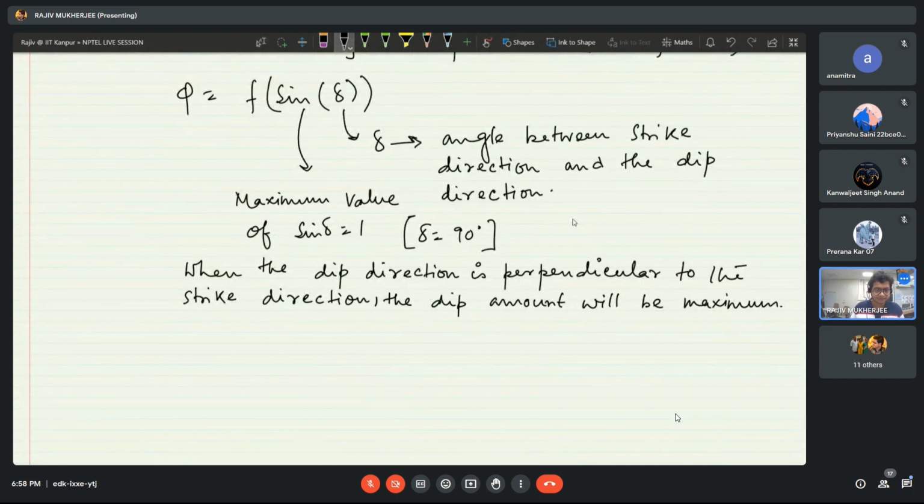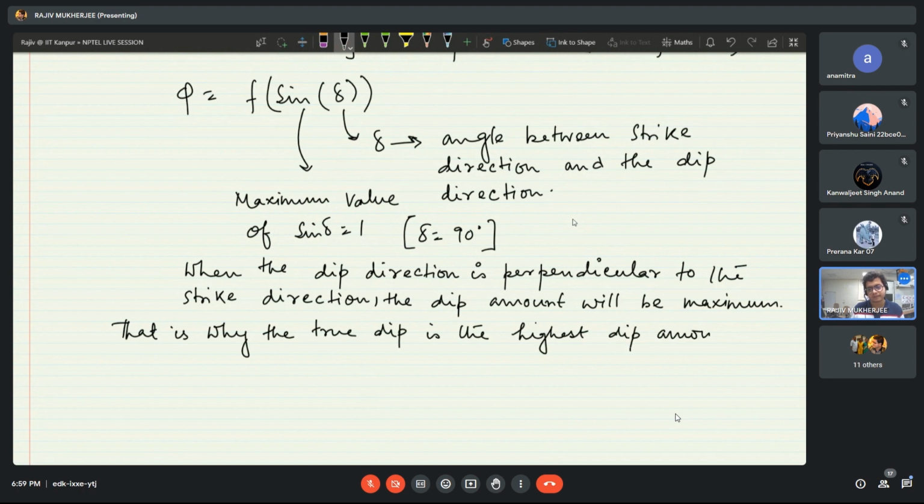That is why the true dip is the highest dip amount on a plane.